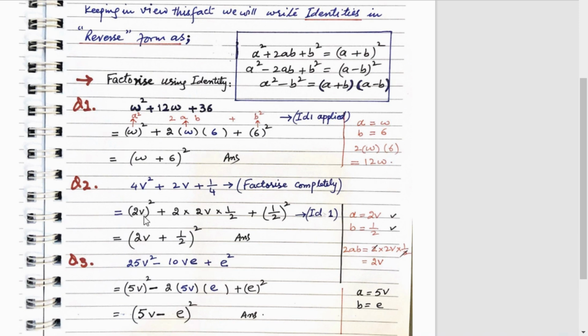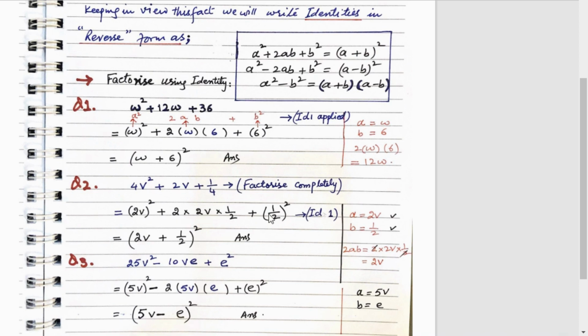Now we can read it as a square because we are taking 2v as a, plus 2ab, because 2v is a and 1 by 2 is b. 1 by 2 multiplied by 1 by 2, you know it is 1 by 4. We can get back 1 by 4 again, 2 multiplied by a, b. Now this is the whole expansion which is required to convert an expansion into factorized form using an identity.